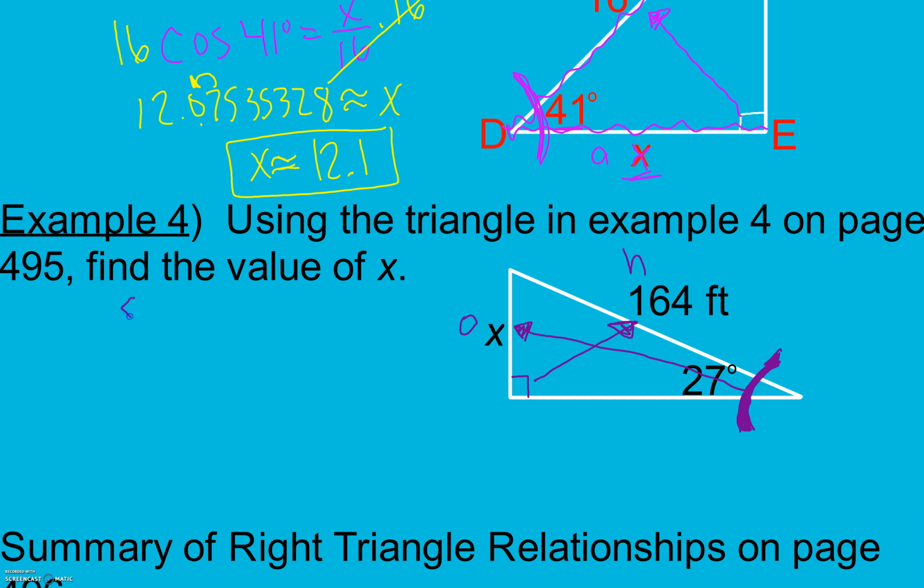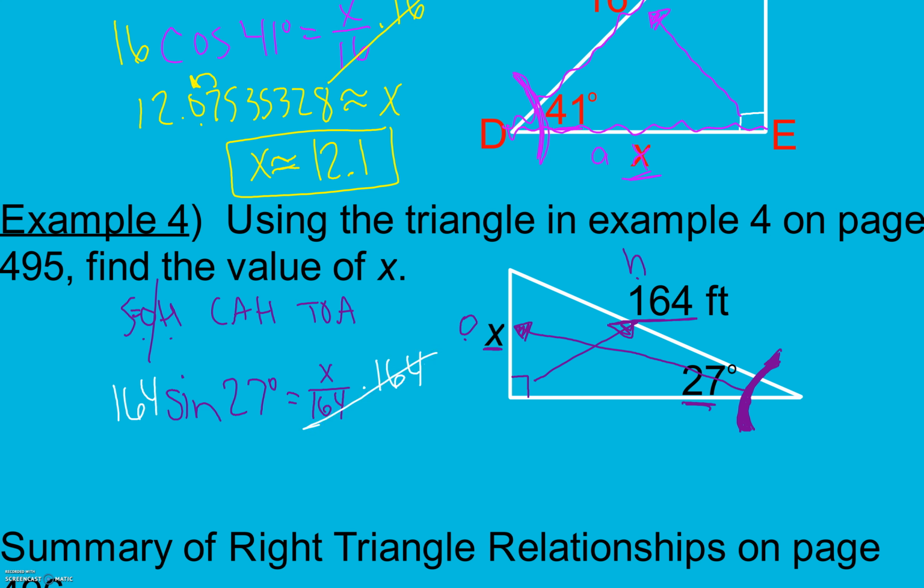So here, again, Sohcahtoa, we're looking for O and H. O and H is sine. So we're going to take sine of our angle, 27 degrees, equals, sine equals opposite over hypotenuse. Opposite is x, hypotenuse 164. I have division by my variable, so I'm going to get rid of it by multiplying. And now we go to our calculator. 164 times sine of 27 degrees.